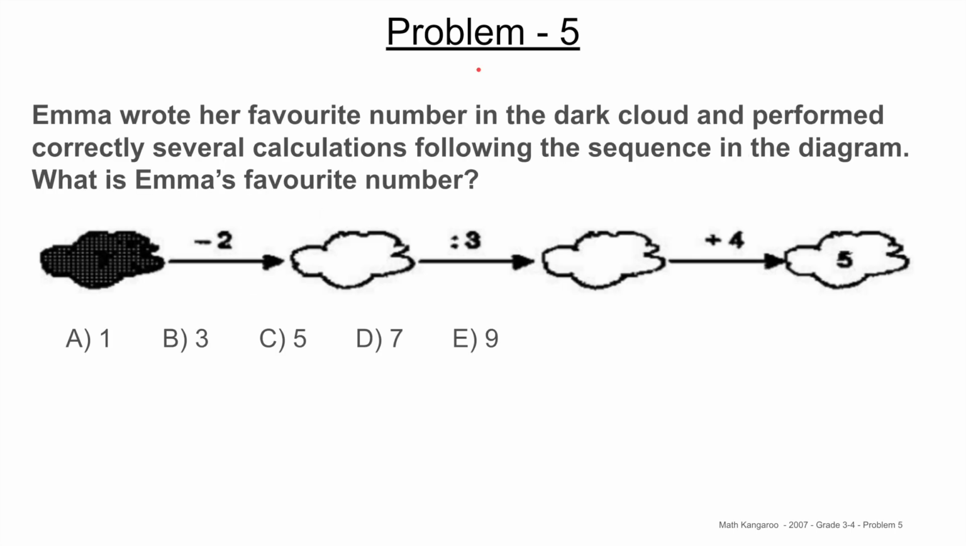Problem 5. Emma wrote her favorite number in the dark cloud and performed correctly several calculations following the sequence in the diagram. What is Emma's favorite number? In this problem, our job is to figure out what is Emma's favorite number written in the dark cloud. Here is the sequence of operations Emma followed: start with the dark cloud, subtract 2, divide by 3, add 4, and finally reach 5.